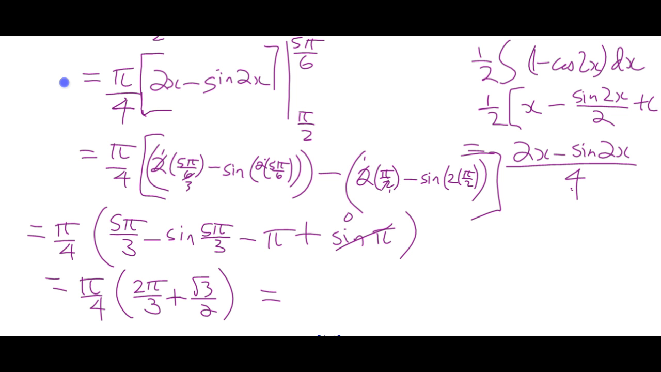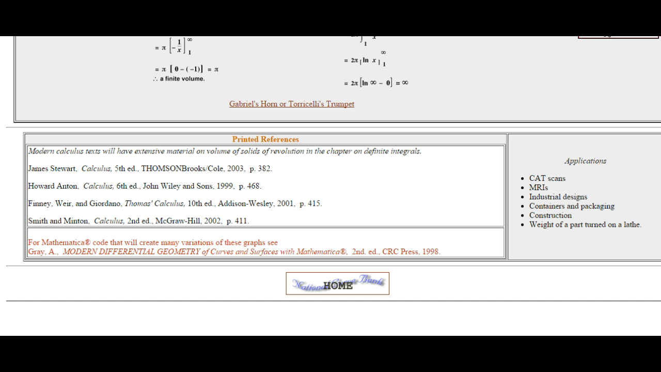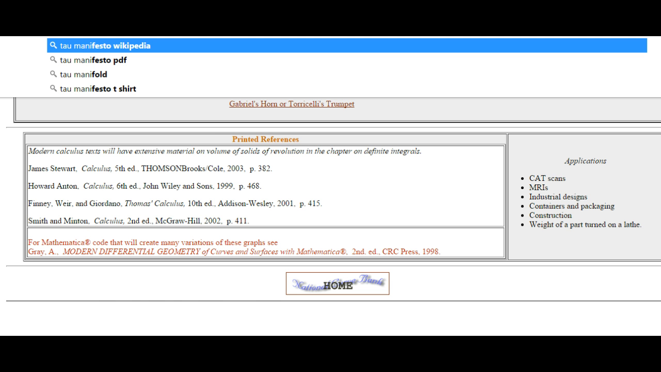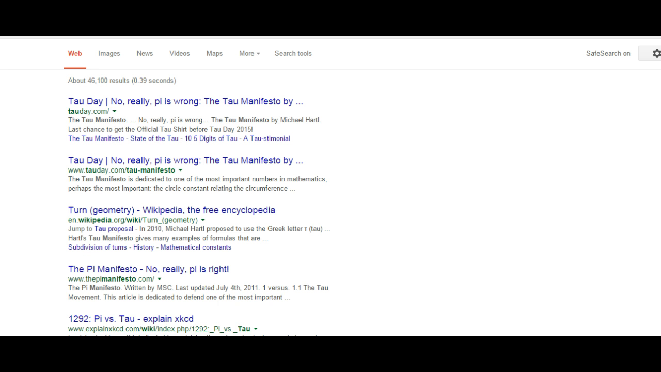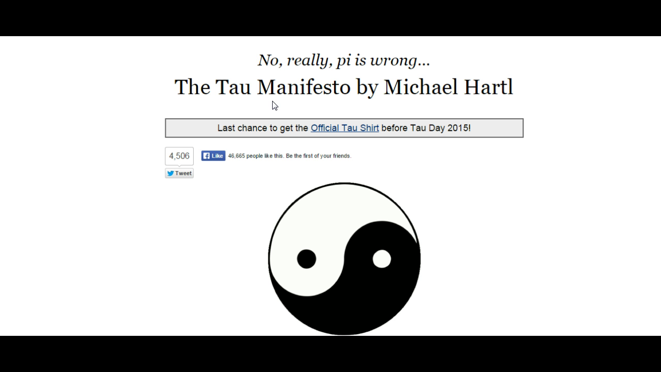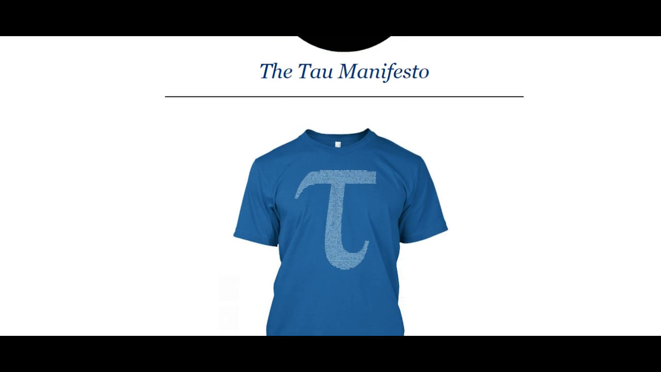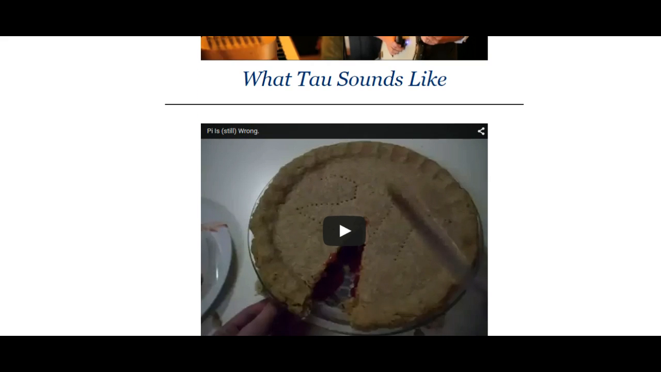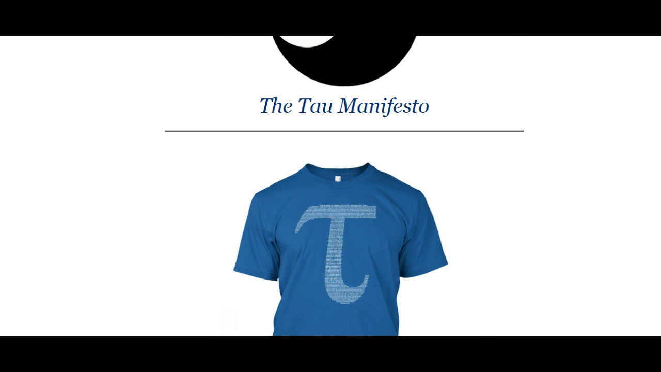How did they come up with that system of measurement? There's the Tau Manifesto. Seriously. I'm now going to Google the Tau Manifesto. Here we go. The Tau Manifesto. Tau Day. No, really, pi is wrong. Last chance to get your official Tau shirt, people. Tau Day is coming up, right? Because it's June 28th, 6.28. So anyways, there's the official Tau shirt, the Tau tie. If tau is double pi, why does it only get half the symbol? It looks like half of a pi, but it's actually twice a pi.